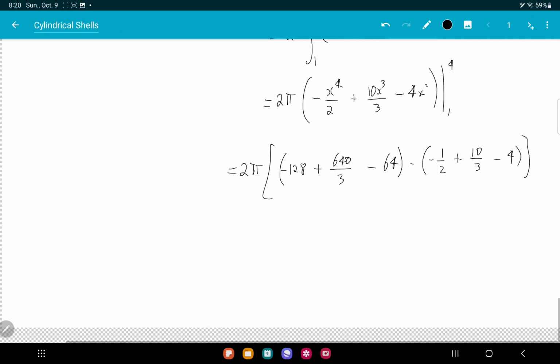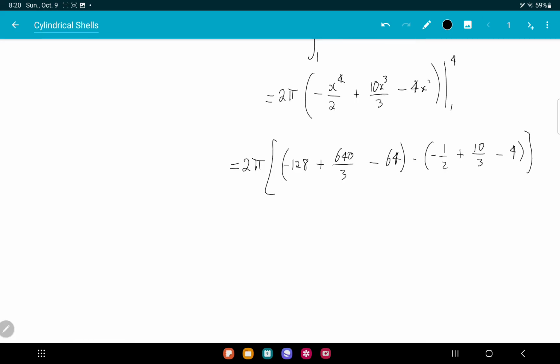Okay, still going. Okay, what do? I'll put this guy and this guy together. What's that? Minus 192. And I'll put this guy and this guy together. What does that give me? 630 over 3. Oh, I like that. 630 over 3. Puts a smile on my face.